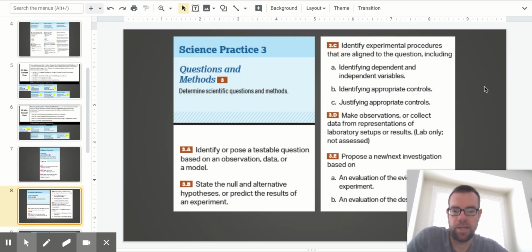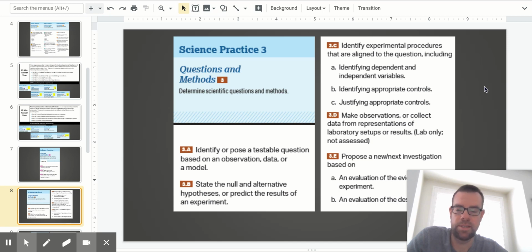We're jumping to science practice 3 because science practice 2 is one that's primarily about graphs. But science practice 3 is going to be asking you to identify a question, look at experimental design, look at hypotheses, so your alternative or your null hypothesis, and look at controls in an experiment. This is all experimental design procedure.